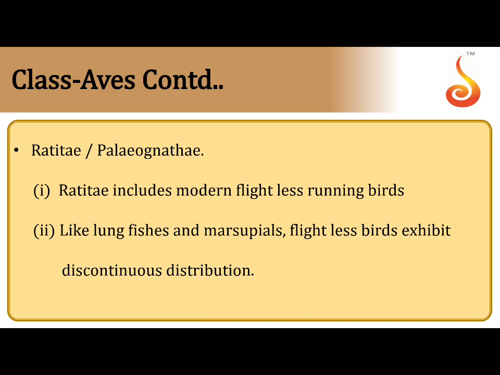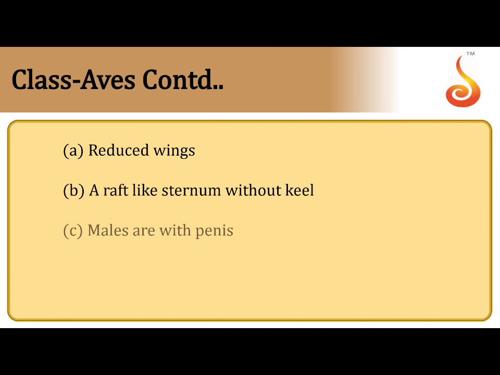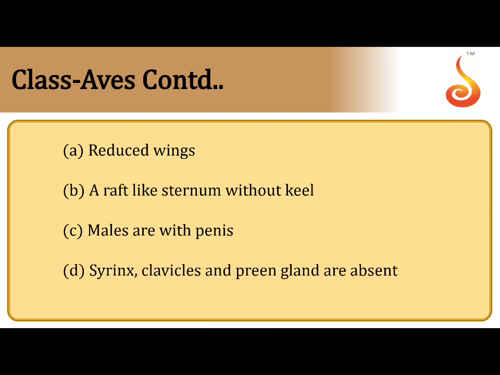fly. But if we literally look into these birds, this is not a common set of evolution. They came in evolution, then suddenly there was no evolution from this end, and then they again came back some time later. So these birds exhibited a discontinuous type of evolution. Flightless birds are characterized by reduced wings, a raft-like sternum without keel. Males are with penis; syrinx, clavicles, and preen glands are absent.